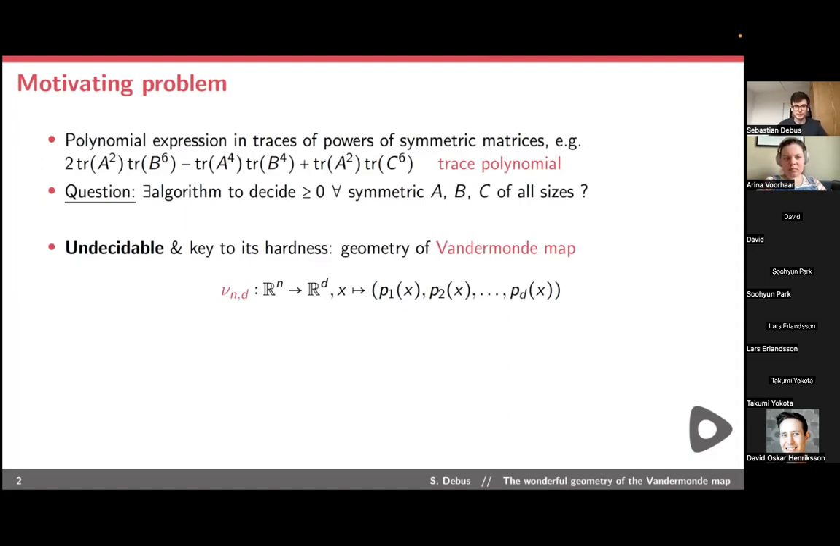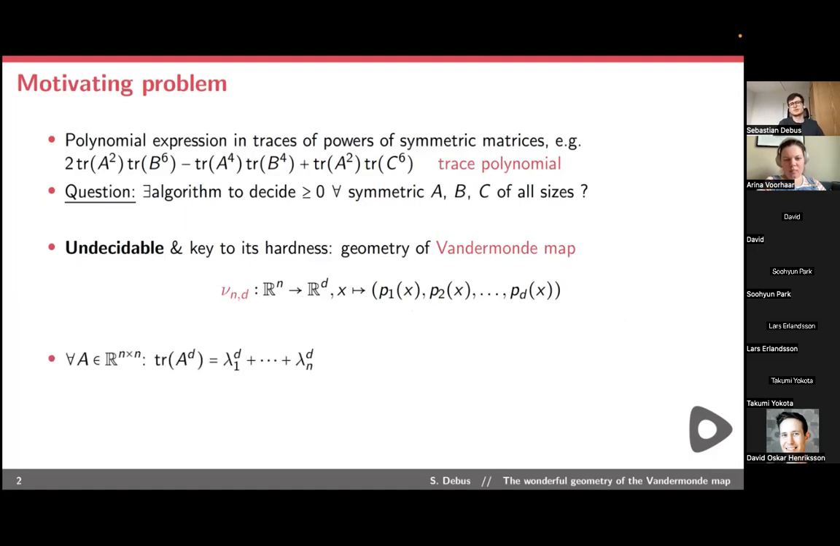So what is now this Vandermonde map? We denote it by nu, indexed by the number of variables n and the degree d, and it's a map from R^n to R^d, which consists just of the first d power sums. So x is mapped to this tuple of power sums evaluated at x.